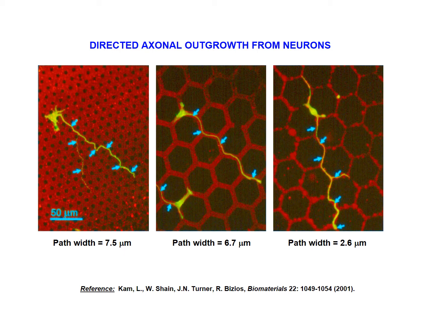A reminder again, the laminin polylysine conjugate, which the neurons like, recognize, and attach, is provided on the perimeter of these hexagonal patterns. The three panels illustrate results obtained on paths which had different widths. Starting on the left-hand side, the path width was 7.5 micrometers, quite wide, in fact.